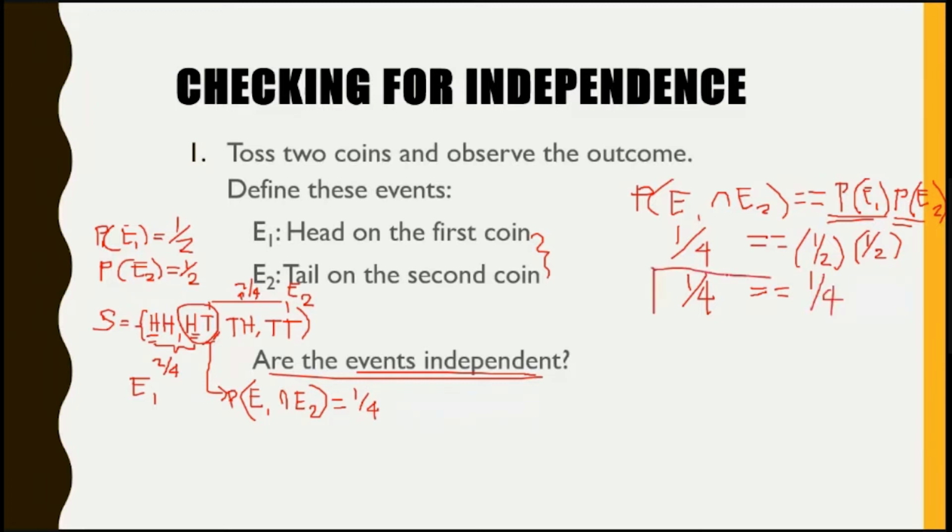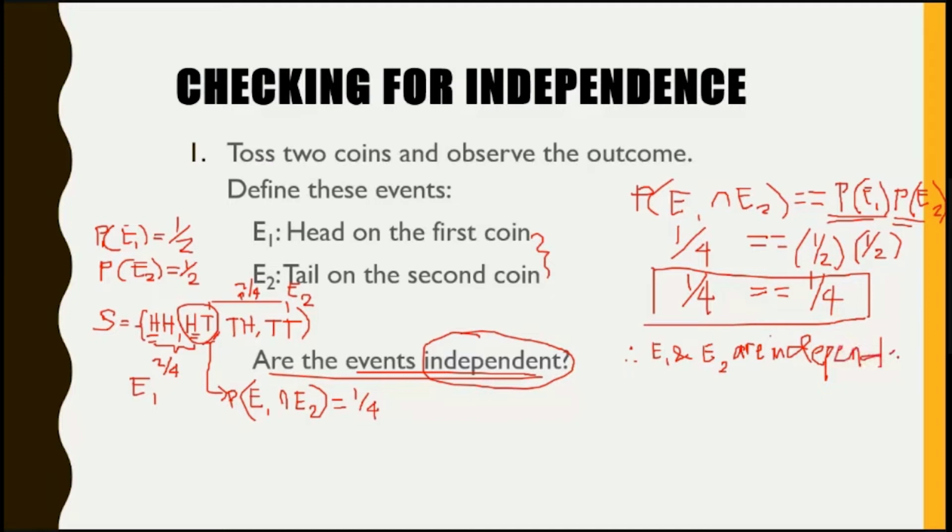Now, since the left and the right side of the equations are equal, therefore, these two events, E sub 1 and E sub 2, are independent events. Independent. Okay, so I hope you have understood the discussion.